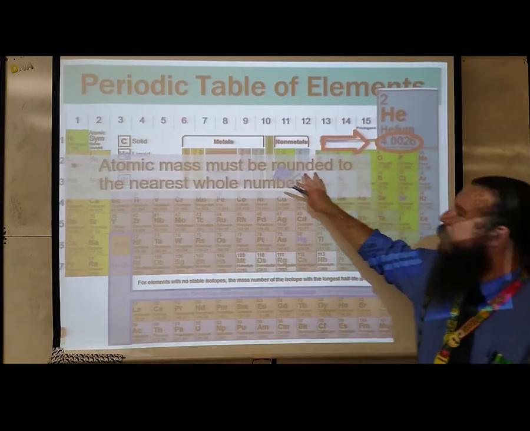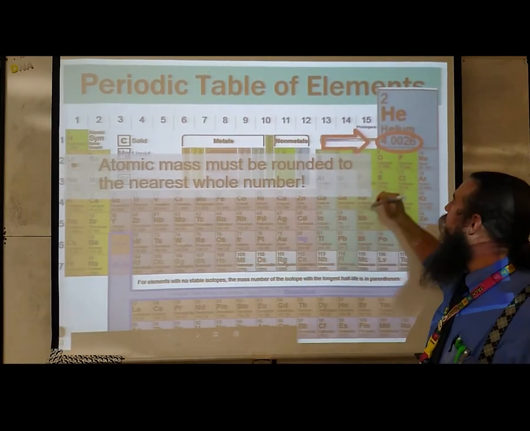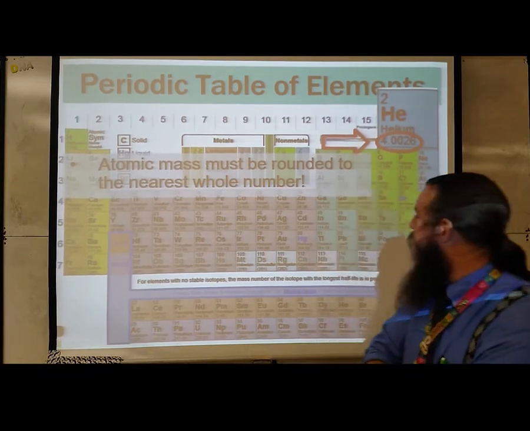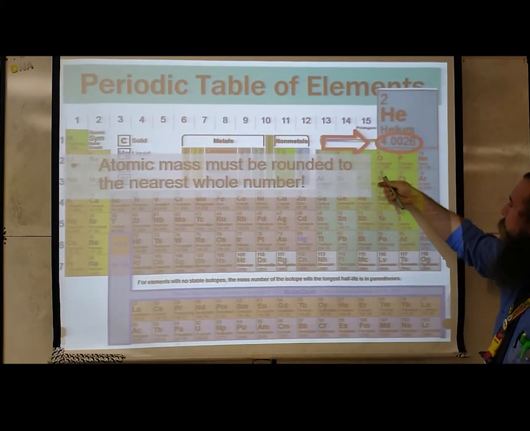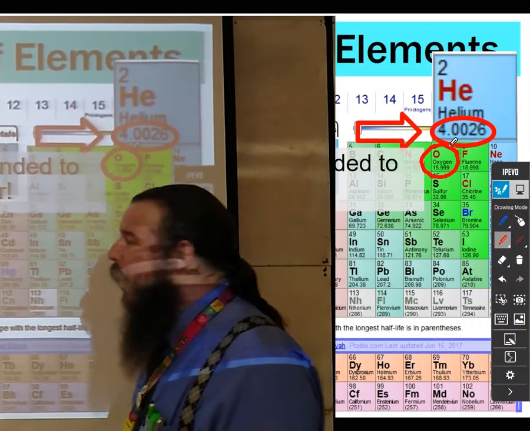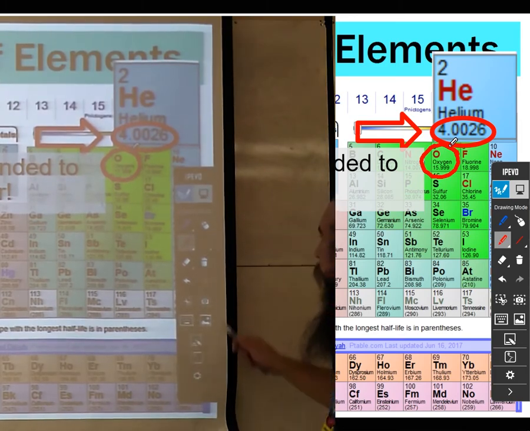Here's how you do it. When you look at the atomic mass, you've got to round it to the nearest whole number. So 4.00, we're going to round that down to 4. If we look at, say, oxygen, which is right below it, with 15.999, you'll round that up to 16 for your atomic mass.